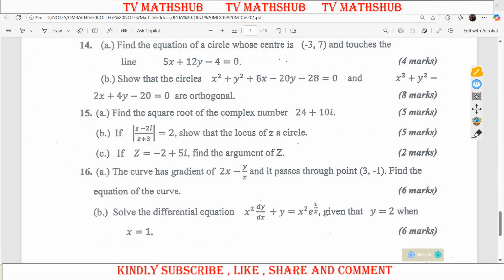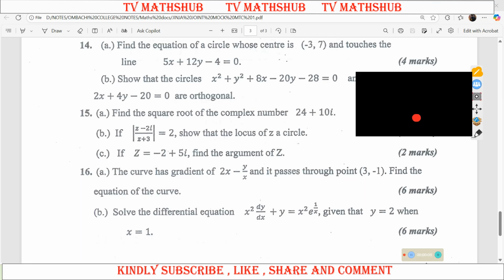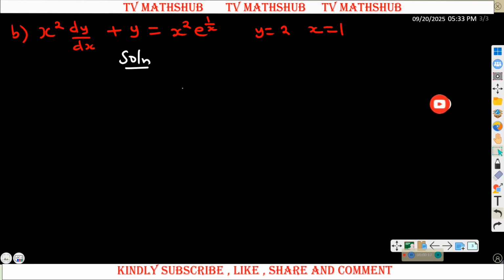Now looking at part B, it says solve the differential equation x squared dy/dx plus y, which is equal to x squared e to the power of 1 upon x. We are given that y is equal to 2 when x is equal to 1. Looking at this differential equation, you realize it is almost similar to what we have done in part A. So we shall make sure that we put this differential equation in the form dy/dx plus p of x times y, which is equal to q of x.